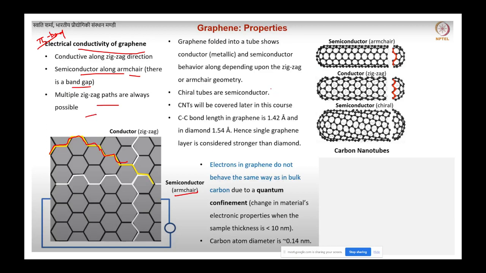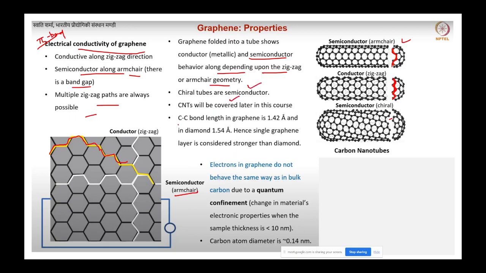Here the graphene folded into a tube shows conductor and semiconductor behavior depending upon the zigzag or the armchair geometry. So here you can see this is a semiconductor, armchair, because it is having this. Here it is a conductor because it is having this zigzag. Semiconductor because it is chiral. Chiral tubes are semiconductor. CNT will be covered later in this course.